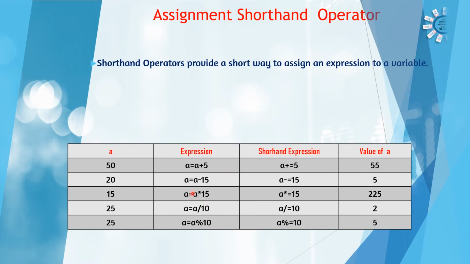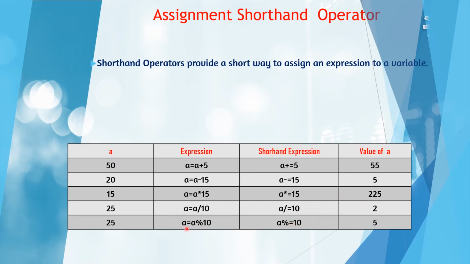And now a is equal to a minus 15 can be written as a minus is equal to 15. That means whatever the value of a, minus 15 will be the new value. 20 minus 15, answer is 5. This is the final value of a. Third one, a is equal to a into 15 can be written as a into is equal to 15. So here 15 into 15 will give 225.